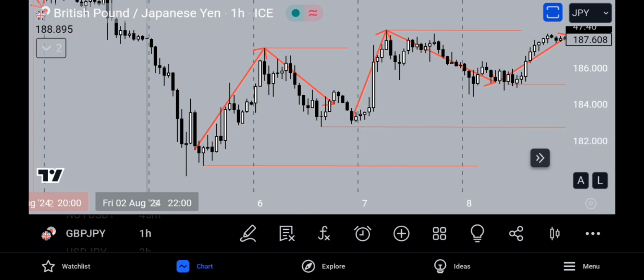So I believe this is enough for the explanation of what a bullish market is, a bearish market, and also a consolidation market.